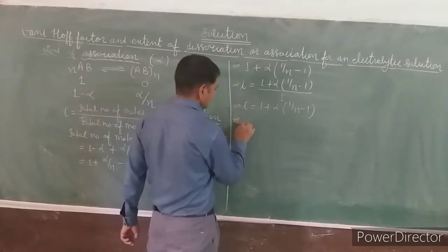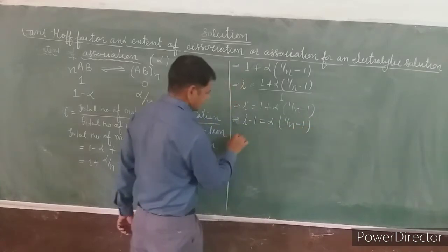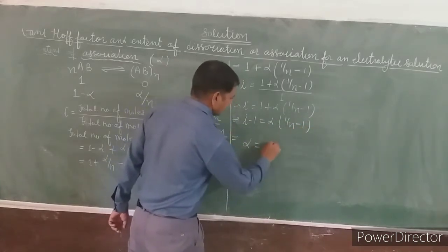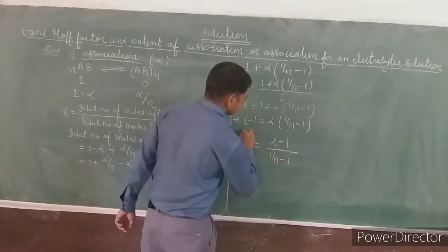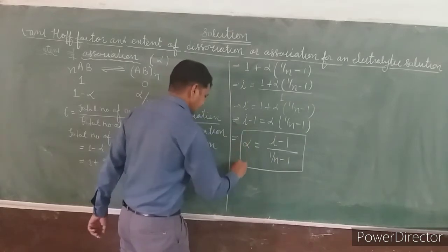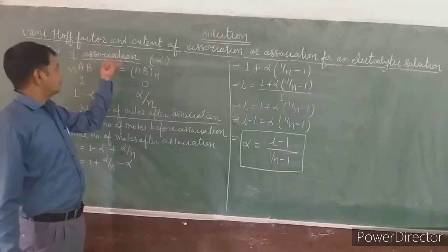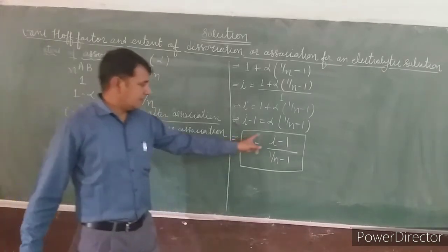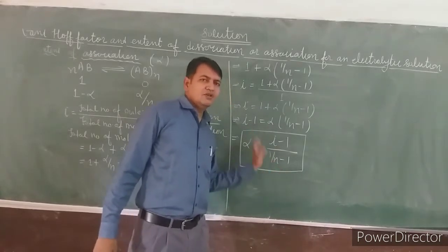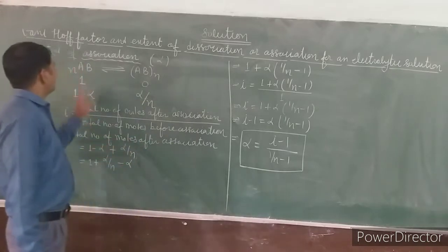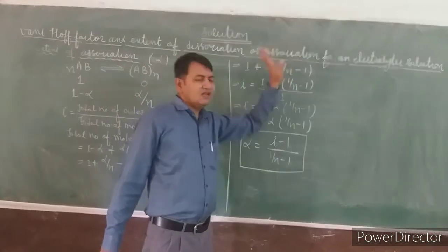Rearrange this equation, so i minus 1 is equal to alpha into 1 upon n minus 1. So alpha is equal to i minus 1 upon 1 upon n minus 1. This is the degree of association or extent of association. Again, i here is the Vant Hoff factor and n is the number of moles before association. So with the help of Vant Hoff factor, we can determine the extent of dissociation as well as association.